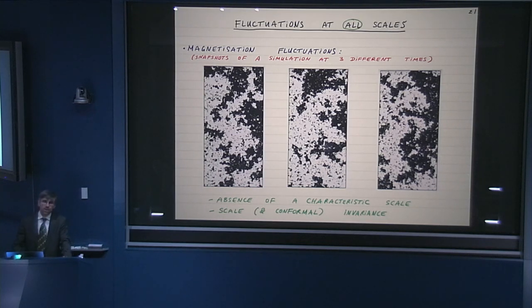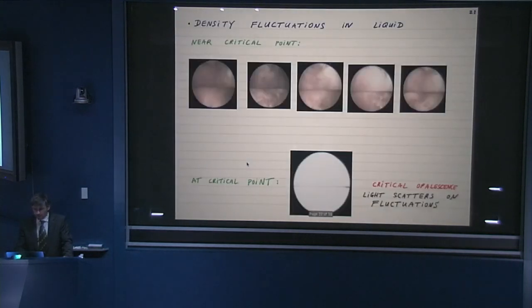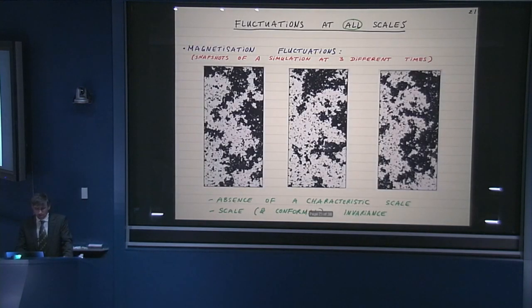So this absence of characteristic scale, the fact that there are these islands of all sizes, mathematically we express it by saying that our system has scale invariance. And in fact, it also has conformal invariance, but I will not have time to define it rigorously mathematically, but I'll say some words about it later on. Dimension 3? It's true both in 2 and 3 dimensions.